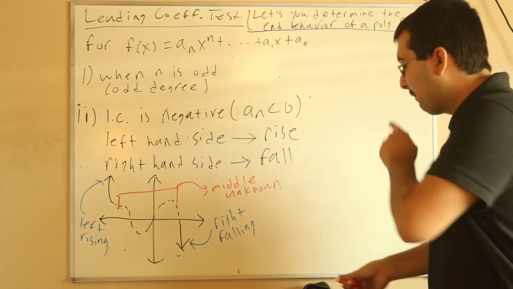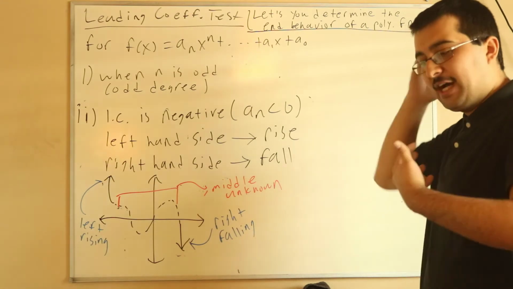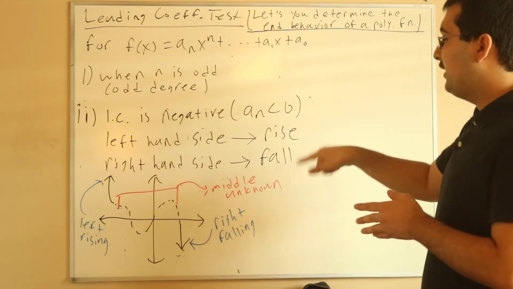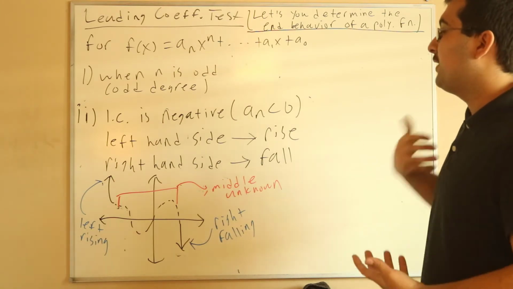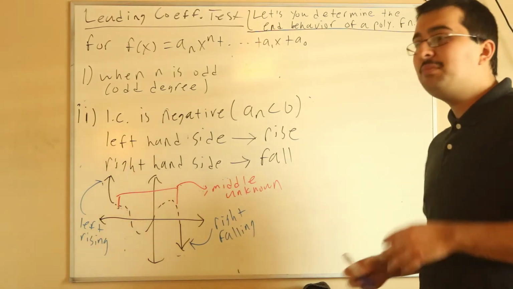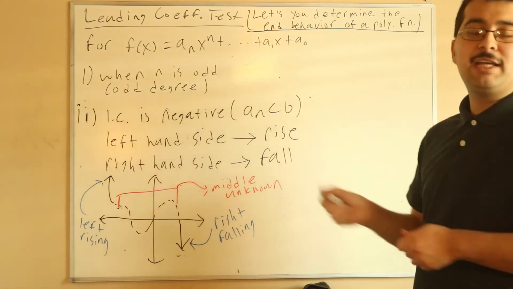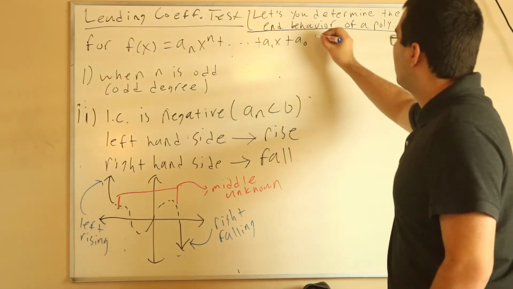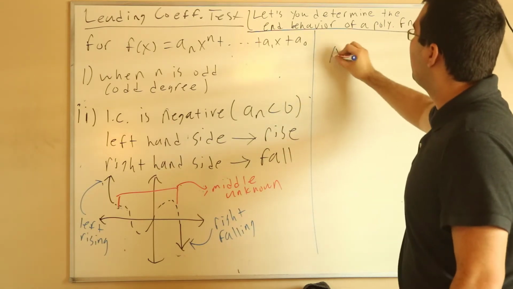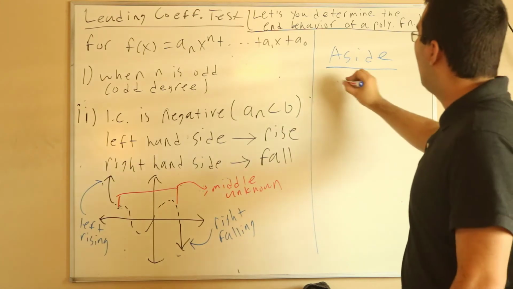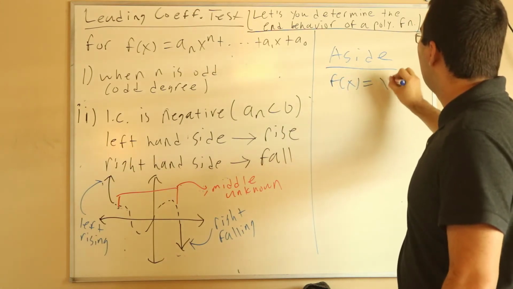Okay, now I want to take a further step back to connect something we've talked about before to this. This idea that the left is going to rise and the right is going to fall shouldn't be too surprising when we understand we're dealing with an odd degree polynomial with negative leading coefficient. So, as a quick aside, let's recall our most basic odd degree polynomial, or x cubed.